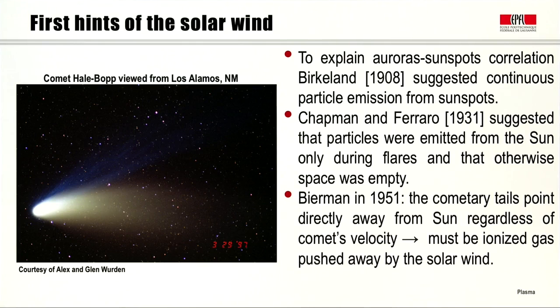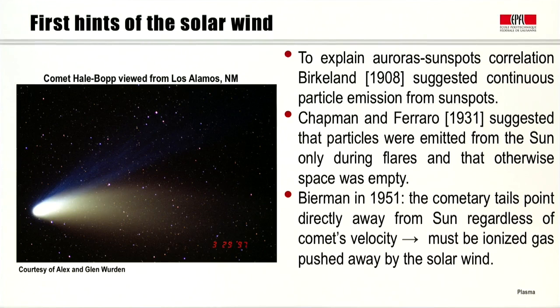The first real evidence of the solar wind came from comet tails. In 1951, Biermann observed that the cometary tails point directly away from the Sun regardless of the comet's velocity. He conjectured that this must be due to ionized gas pushed away by the solar wind. An example is given by this picture here that shows the comet Hale-Bopp viewed from Los Alamos in New Mexico, USA. As you can see, the comet has two distinct tails.